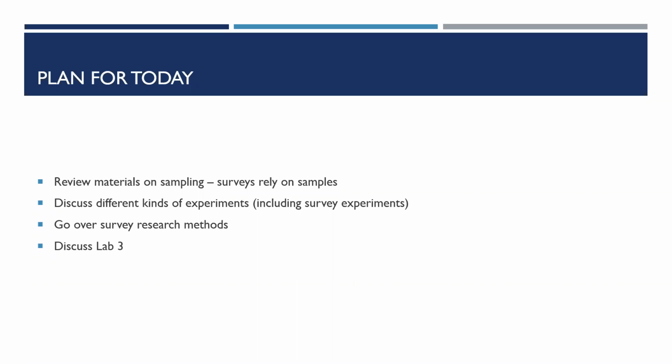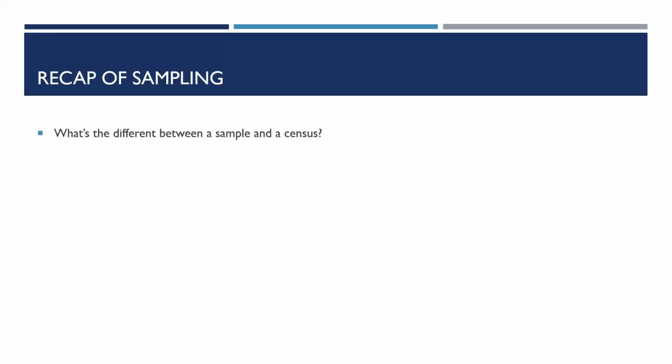And then after that, we're going to go over survey research methods, talk about what good and bad survey questions look like. And then at the end, I'll discuss Lab 3, which is the next upcoming assignment. And we'll do a short little participation activity so that we can practice interpreting quantitative data in graph form.